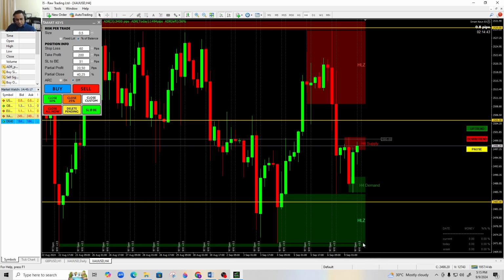Now below that, let's not worry about the zone here. There's a very small zone there. Again, I don't consider it as a high liquidity zone, so it's not important.